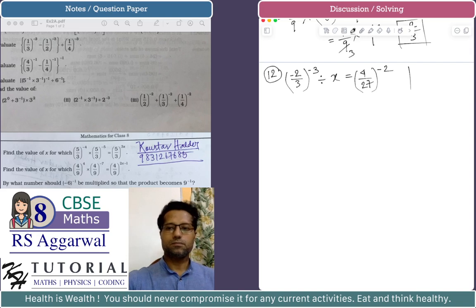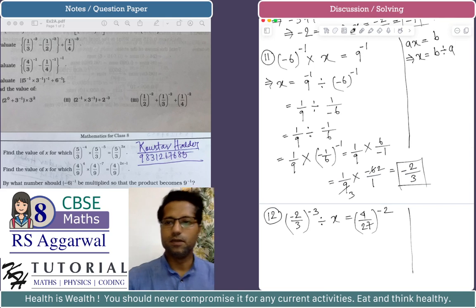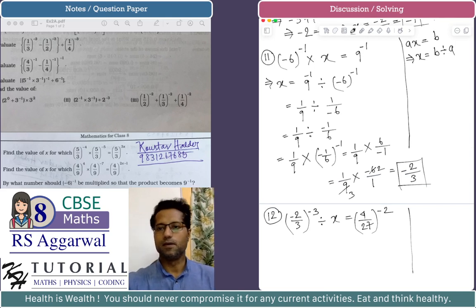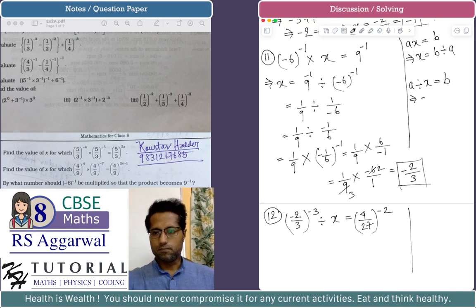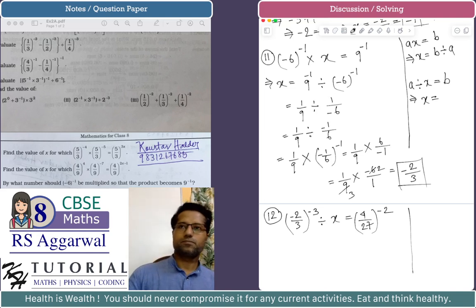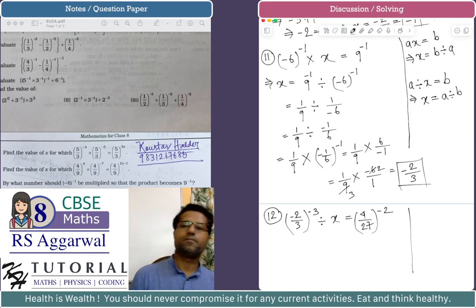Now just like if you have ax equals b, then we have x equals b divided by a. Similarly, if you have a divided by x equals b, this will imply that x is equal to a divided by b.